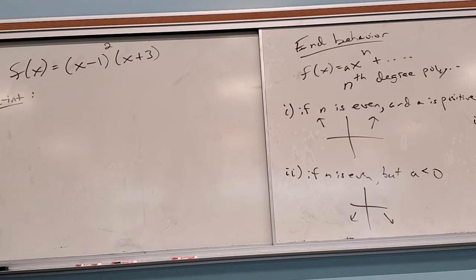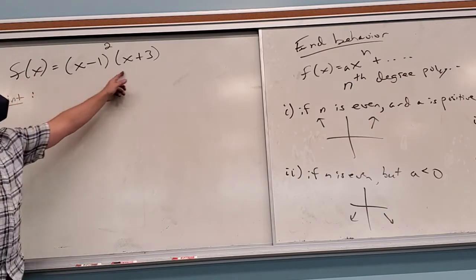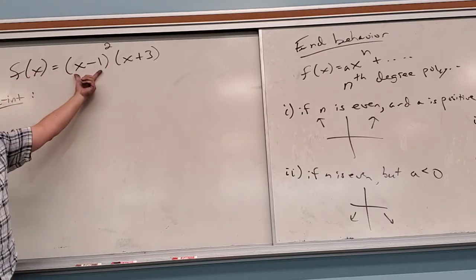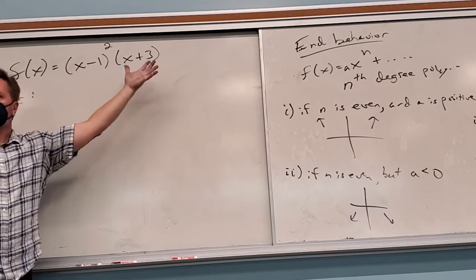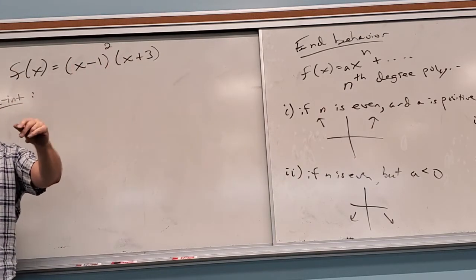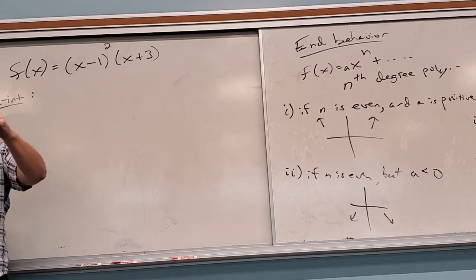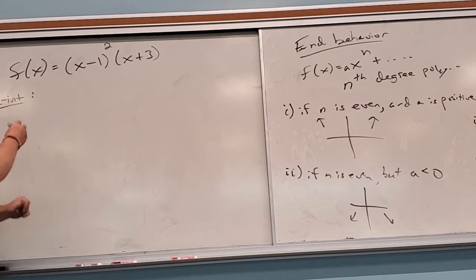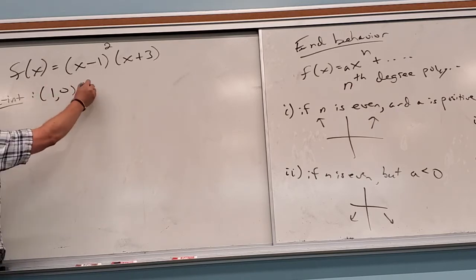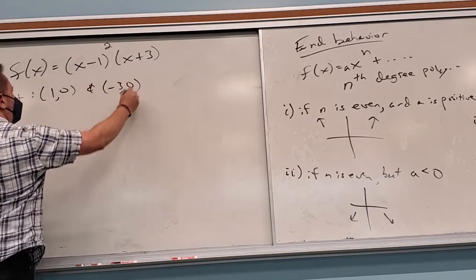How do I find the X-intercepts? I make what? Make y 0. When is this equal to 0? Well, what makes this 0? What value of x makes this 0? 1. Negative 3. There, that's it. That's all it is. When it's factored, I can just read off the intercepts. So these X-intercepts are (1, 0) and (-3, 0). Is that cool?